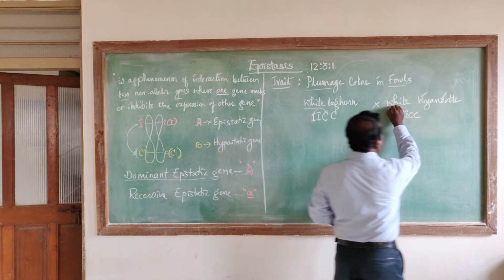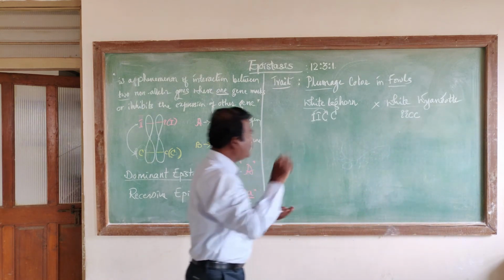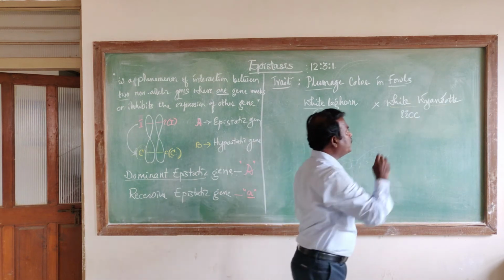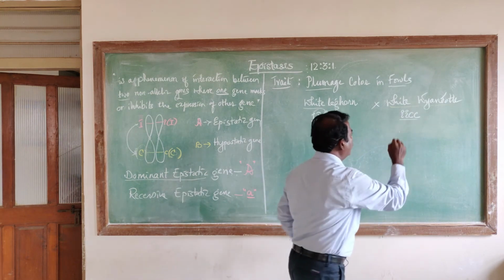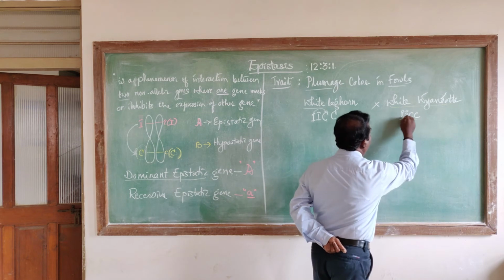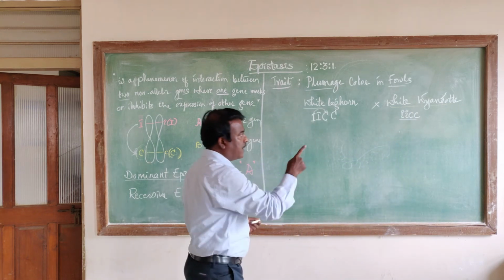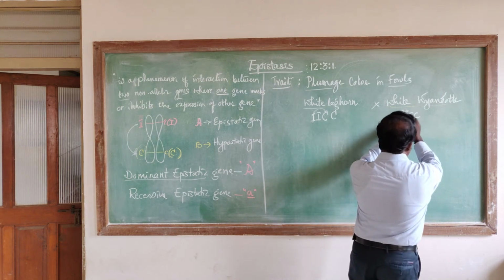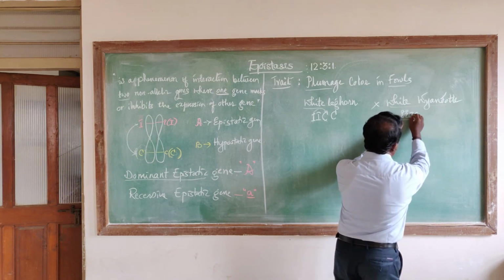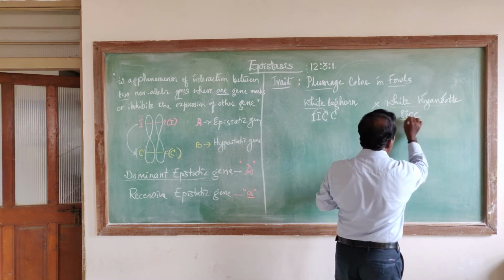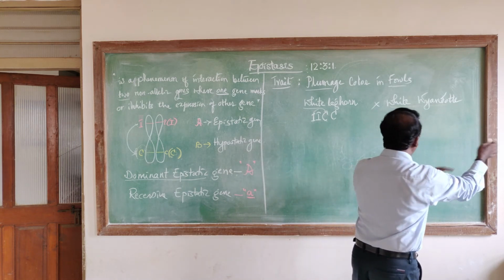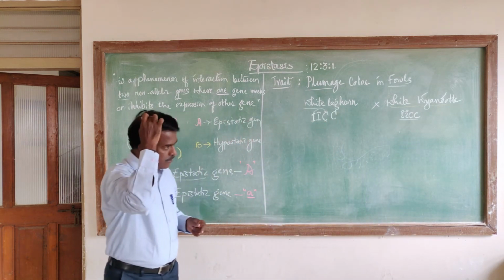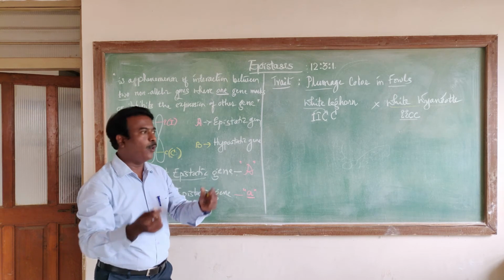Then the white Wyandotte. In this white Wyandotte also there are two genes: the gene for white colored plumage in Wyandotte is in recessive state. Here also there is small i and small c, but since they are recessive, there is no question of capital I suppressing small c, because both the genes are recessive to the colored gene. All the time this white Wyandotte fowl will have white color plumage.